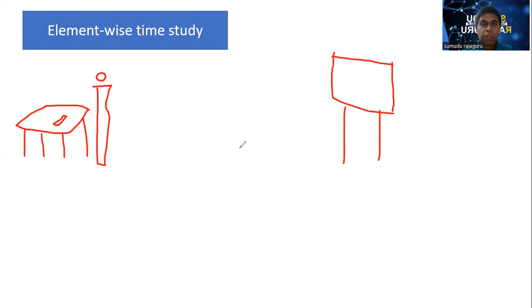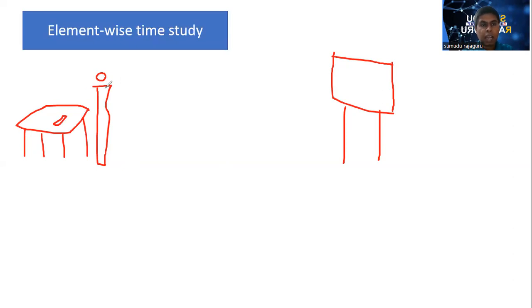Now we have to improve that person's task and reduce the non-value adding activity. Before reducing the non-value adding activities, we have to identify what is value adding and what is non-value adding. To identify that, we definitely have to divide this total task into elements. Let's talk about what the elements of this task are. First element: that person has to take the pen.